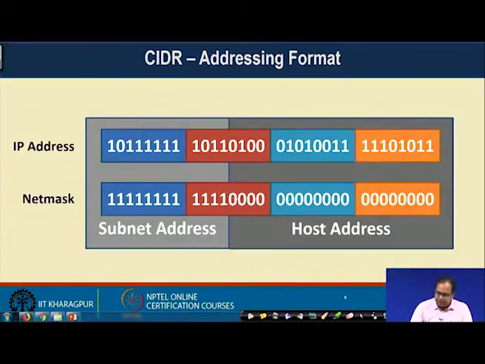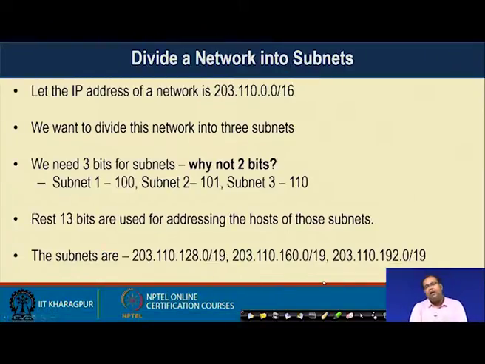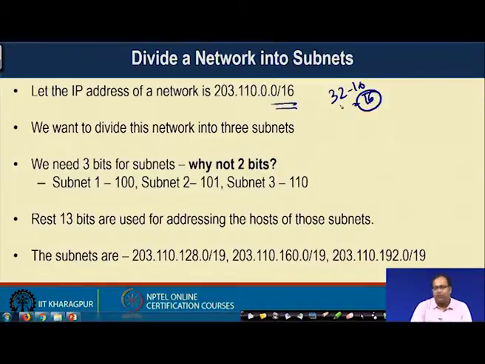So, let us look at a few examples of subnetting, that is, how you can actually have this kind of hierarchical addressing concept in a network. Assume that the IP address of a network is 203.110.0.0/16. This /16 in CIDR notation means you have 16 bits in the network IP field, and the remaining 32 minus 16, that means 16 bits, are for host addresses. So, that is the address pool that is given to you.